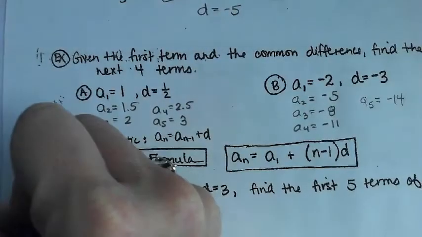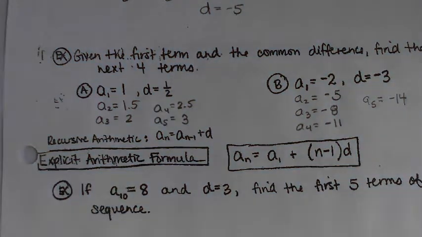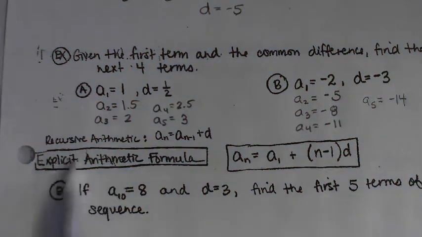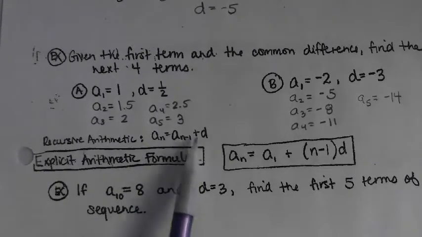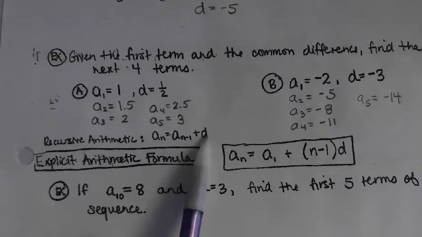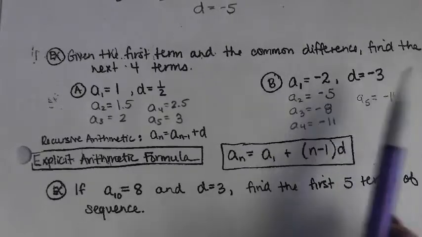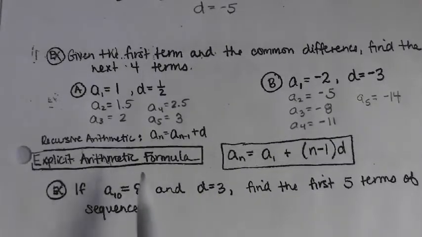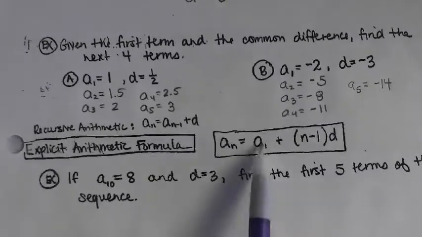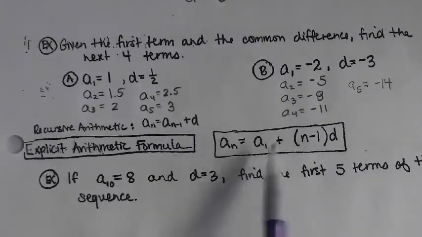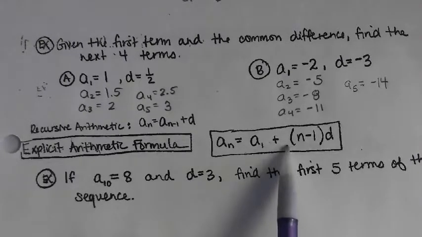There's 2 different ways to give arithmetic sequence formulas. You can do it recursively, which will always be taking the previous term and adding whatever your common difference is. Adding the half, adding the half, adding the half, or subtracting the 3, subtracting the 3, subtracting the 3. Or there's an explicit formula that you will write. And that's what we're really going to practice using the most. This formula is on your reference sheet.